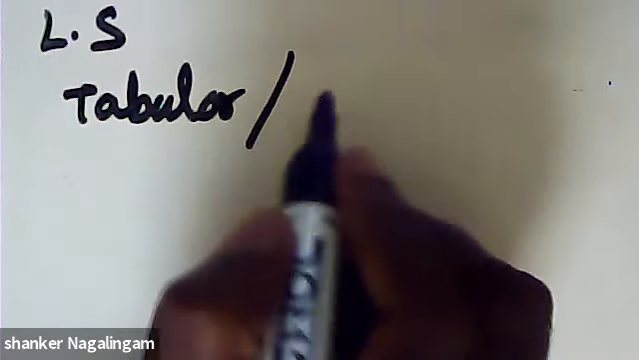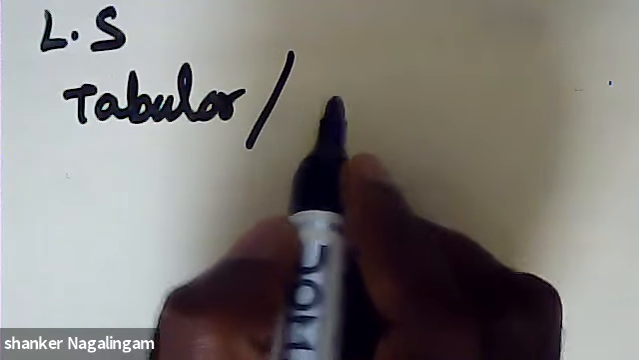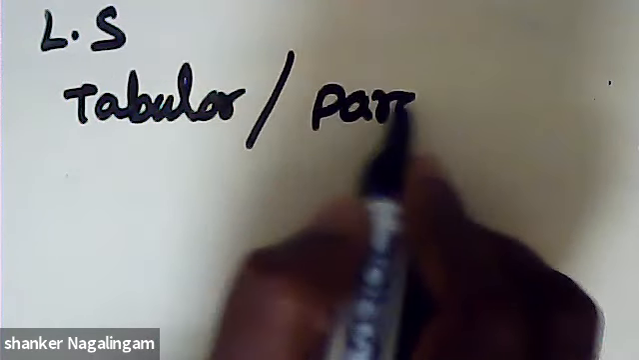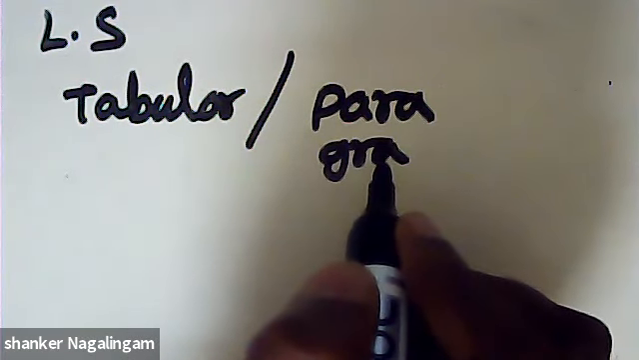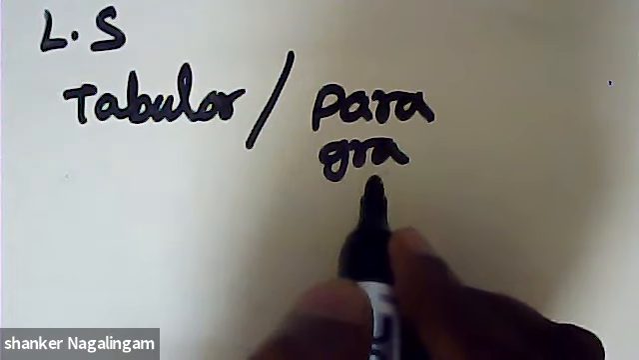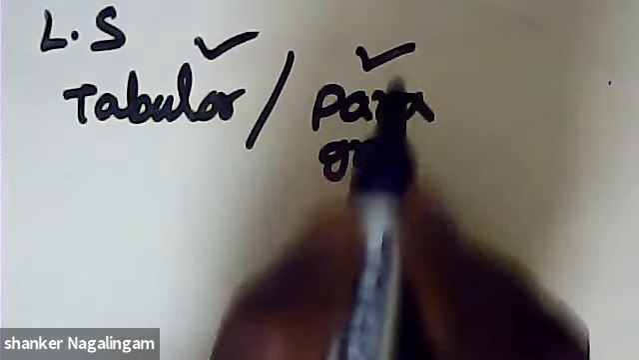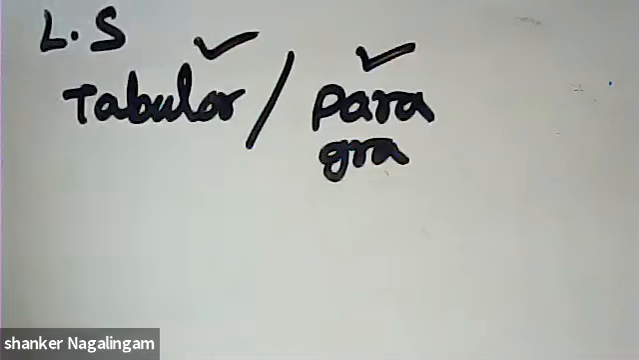Tabular column. And then you can write it in paragraph. Okay, in paragraph. That is the case. When to select which? See, normally, the literature survey.